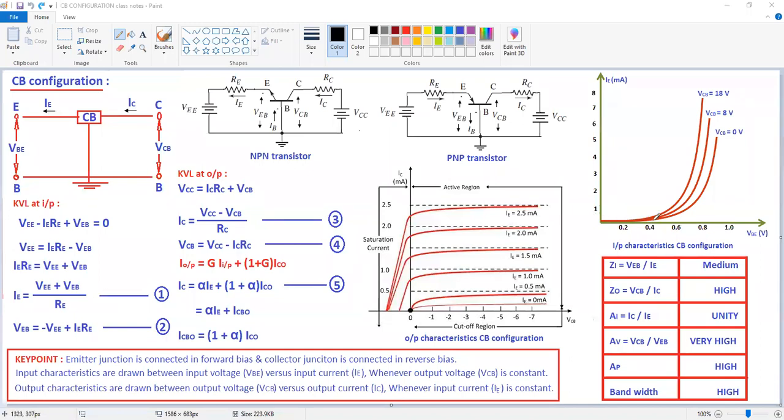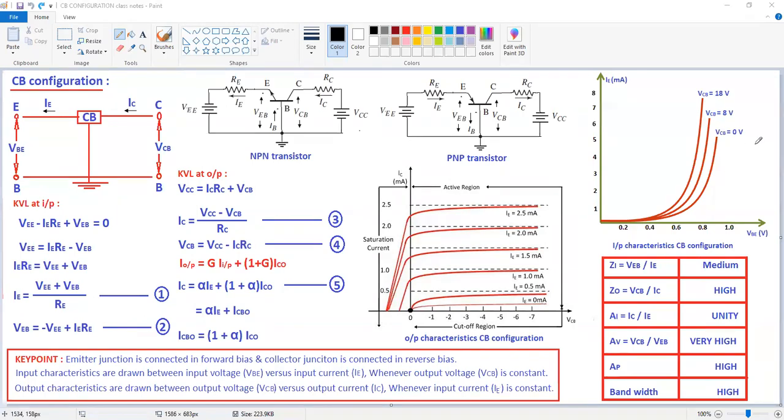See here on x-axis we are taking the input voltage, on y-axis we are taking the input current. Here, similar to your PN junction diode forward bias, VEB in terms of volts, IE in terms of milliamps. Why? Because the emitter is highly doped material. So that's why I'm going to represent the current in terms of milliamps.